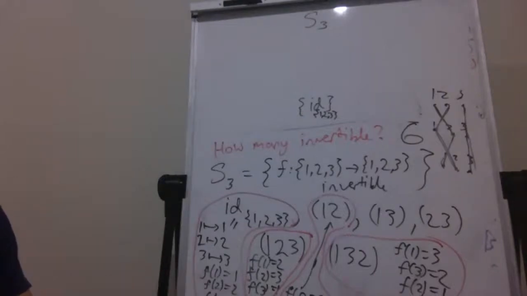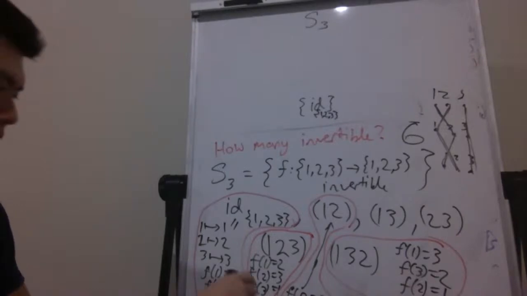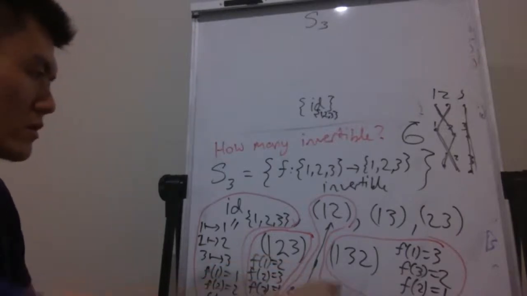So if it contains the 1, 2, 3, then it has to contain 1, 2, 3 inverse, because it needs the inverse. Did we make it clear that 1, 2, 3 and 1 through 2 were their own inverses?